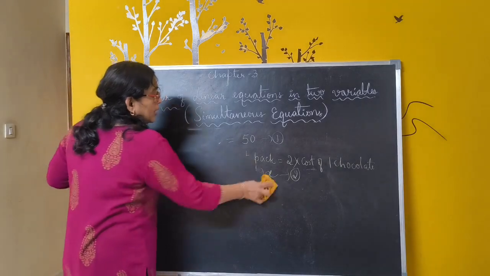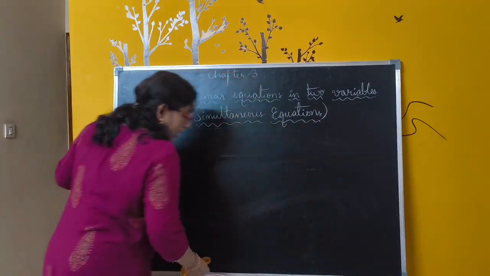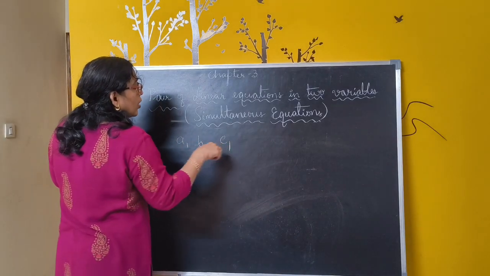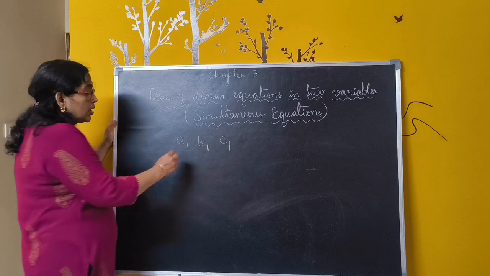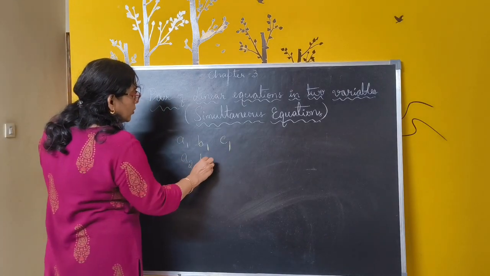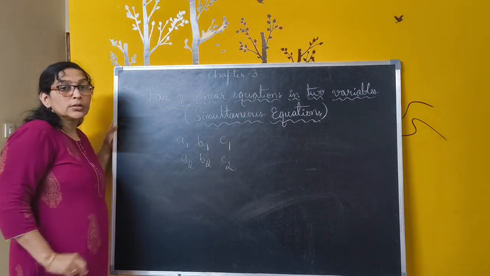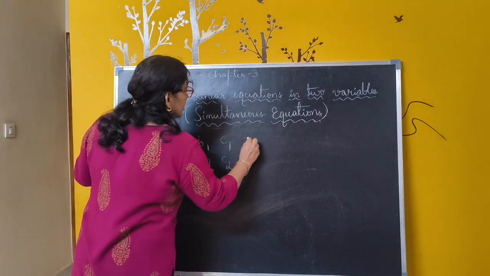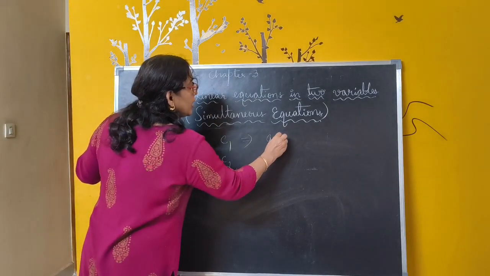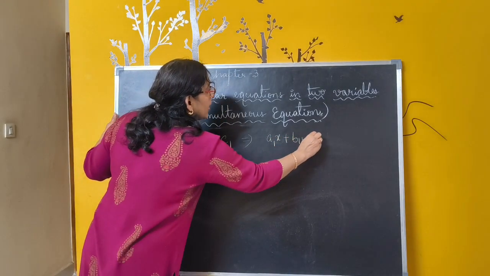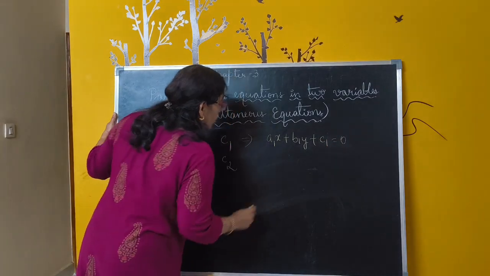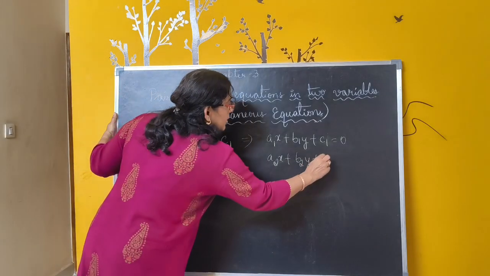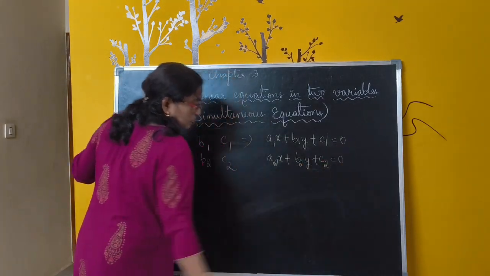If I take a1, b1 and c1 as the constants or real numbers in the first equation, and a2, b2 and c2 are the constants or the real numbers in the second equation, I will get the general form of the first equation as a1x plus b1y plus c1 is equal to 0, and here a2x plus b2y plus c2 is equal to 0.